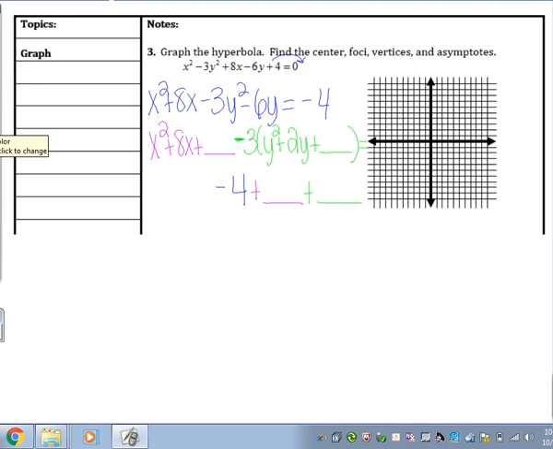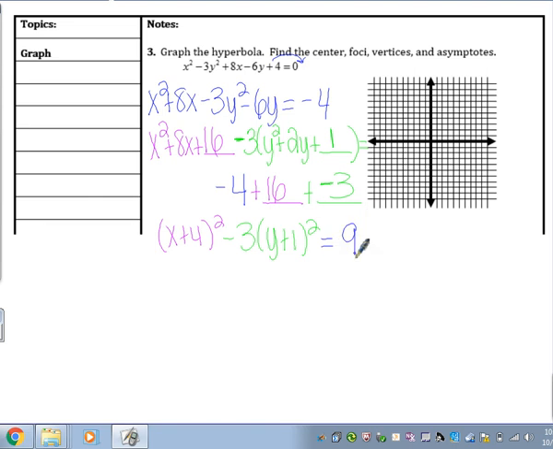x is easy. Cut 8 in half, square it. That gives you what? 16. And we're going to cut 2 in half and square it. 1. But we're not putting 1 on the other side. We're putting negative 3. You have to do negative 3 times 1. So that'll give us x plus 4 squared minus 3, and then in parentheses, y plus 1 squared equals 9. All right, what do we do next to put it into standard form? Divide everything by 9.